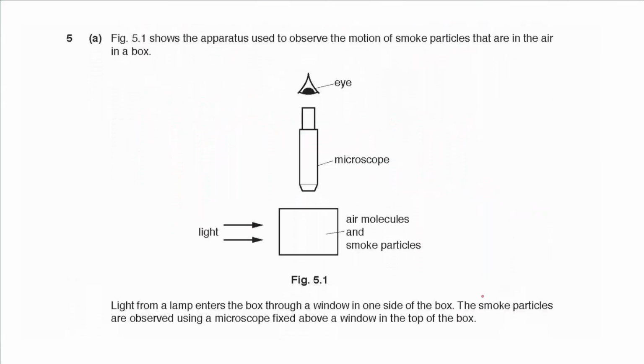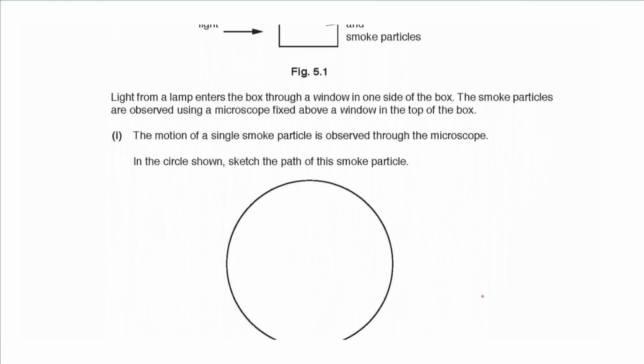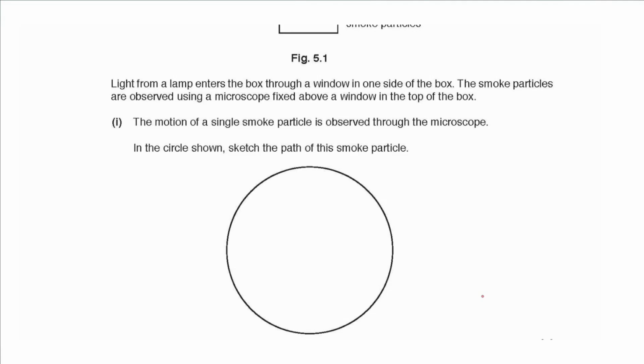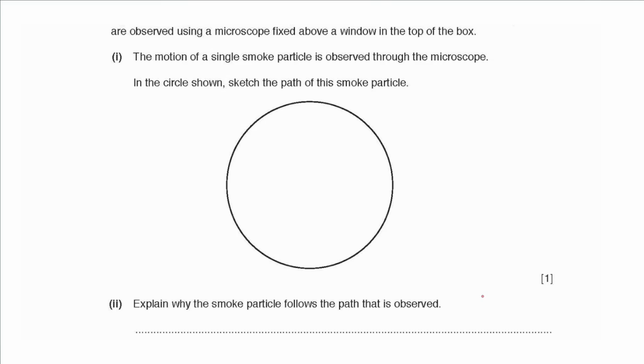Question 5a says figure 5.1 shows the apparatus used to observe the motion of smoke particles that are in the air in a box. Light from a lamp enters the box through a window in one side of the box. The smoke particles are observed using a microscope fixed above a window in the top of the box. The motion of a single smoke particle is observed through the microscope. In the circle shown, sketch the path of this smoke particle.